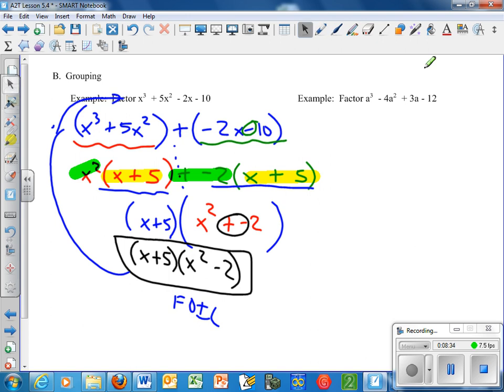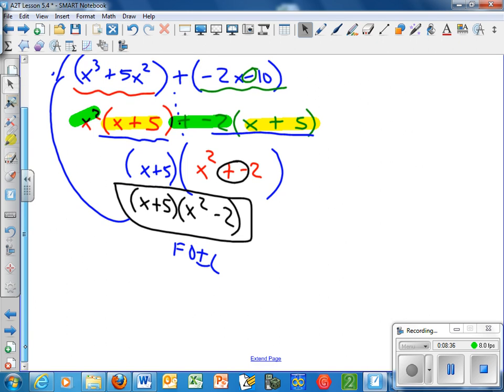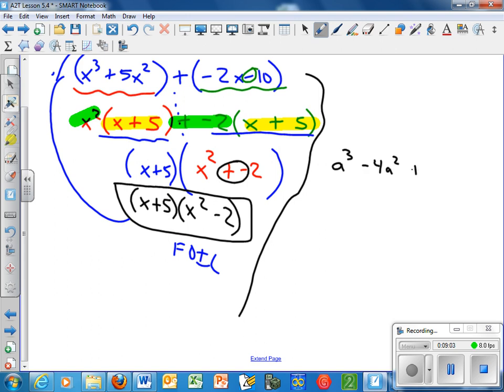And I'm going to come down. I'm going to need a little more room, so I'm actually going to write this down a little bit further here. So here's what we had. We had a cubed, so I have a cubed minus 4a squared plus 3a minus 12.